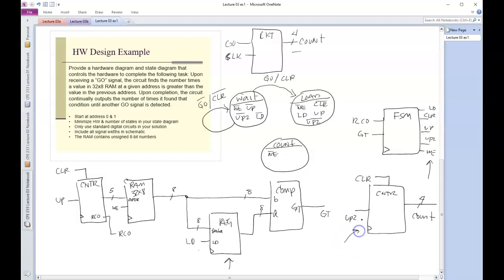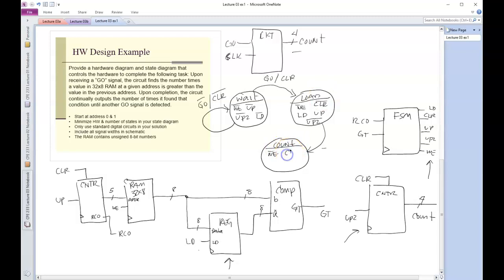This is up 2. That's the count of how many times I find these things in ascending order. That's not going to happen until I get the register loaded, and I'm not going to get the register loaded until at least I arrive in this next state. So the transition from the load state to the count state is unconditional. Don't need to worry about anything, and I've got all 5 signals in there.